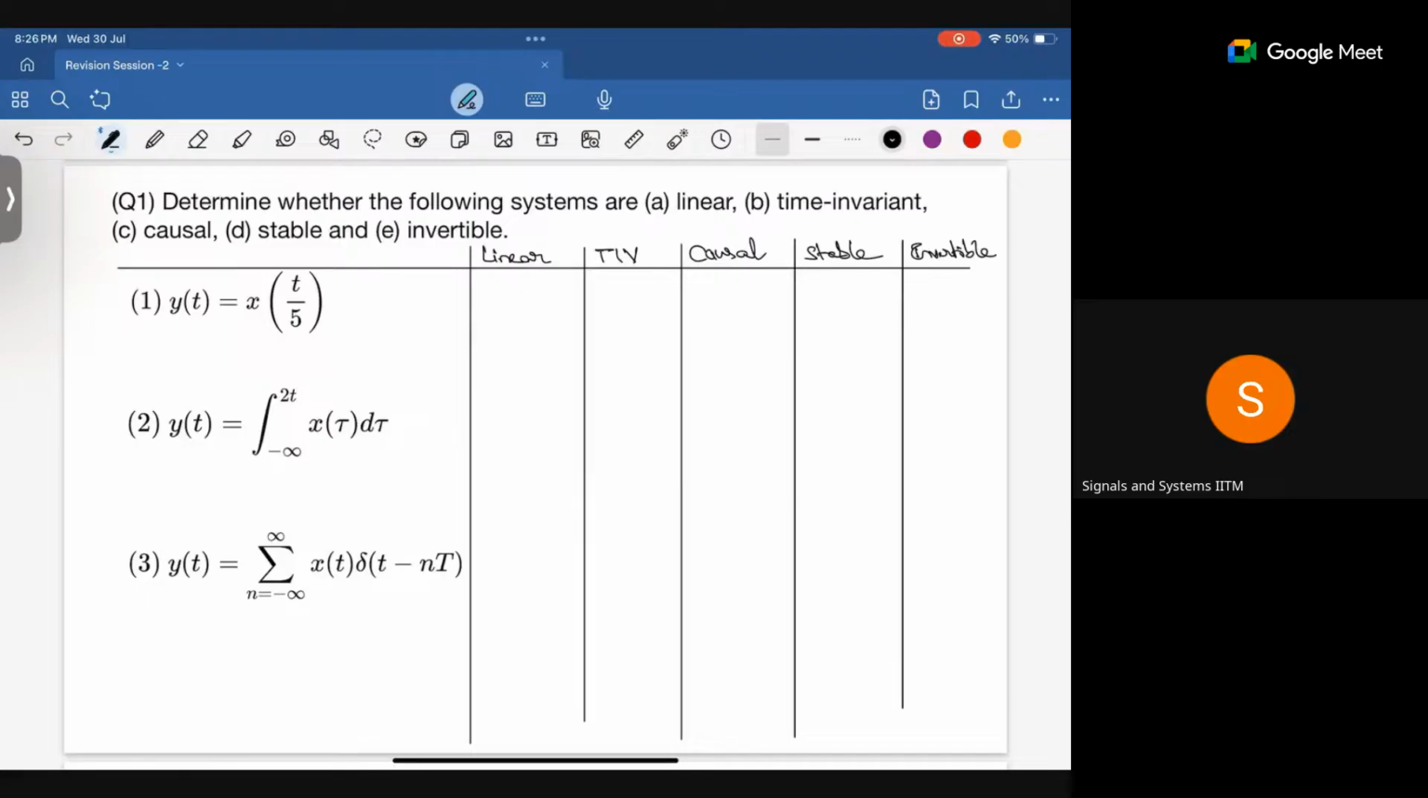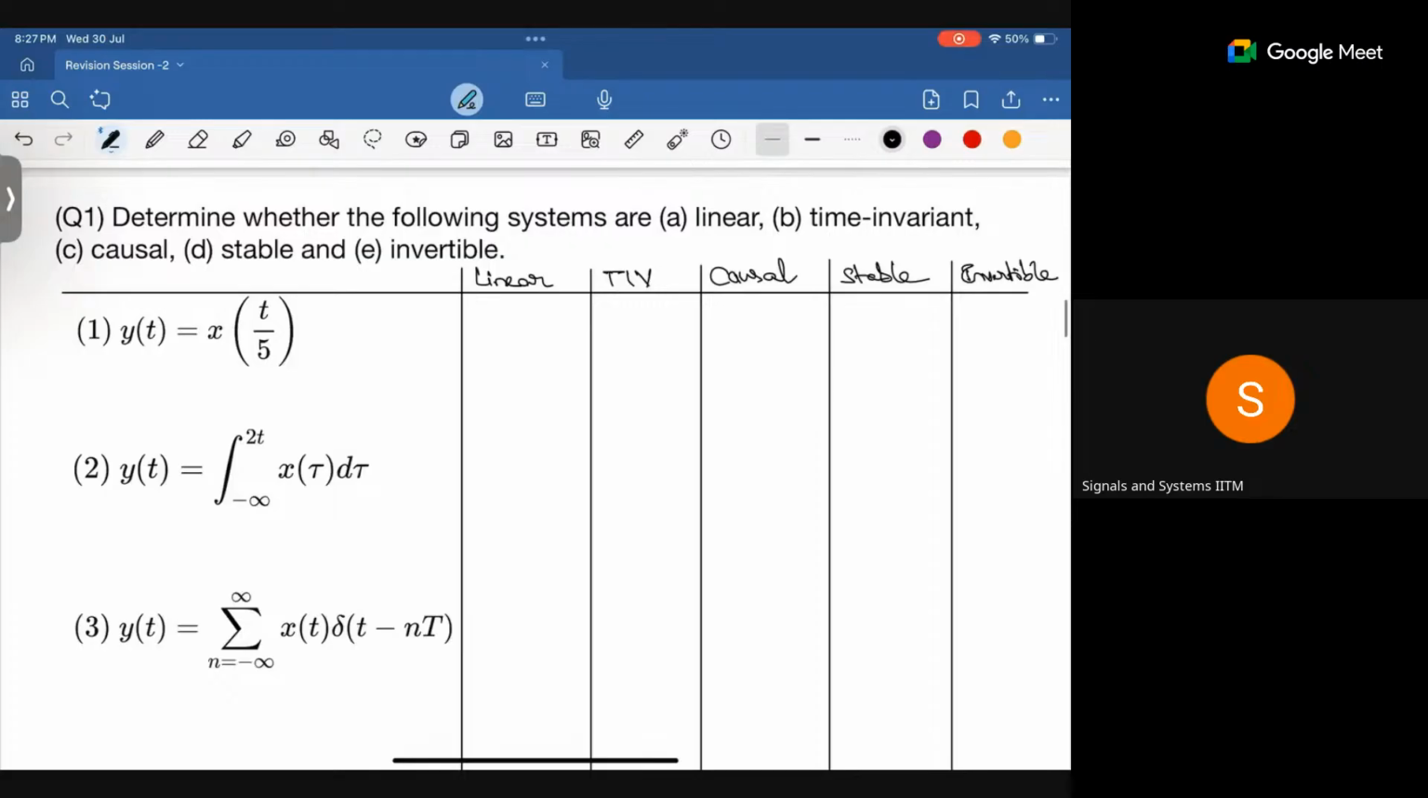Okay. So let's start with the very first problem, which is the scaling. Right. So y of t is x of t by 5. So the system is just scaling the input. Right. So what do you think? Will this be a linear system? What do you guys think?